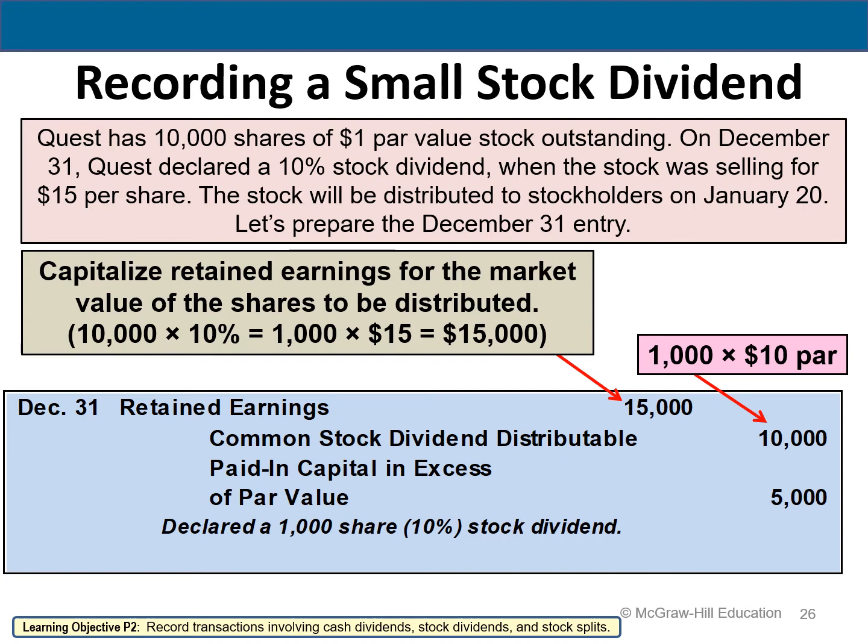So we're going to reduce our retained earnings by $15,000. We're going to increase our common stock dividend distributable. That's our liability account, which is going to be equal to the 1,000 shares times the $10 par value. So $10,000, and then we're going to have paid-in capital in excess of par for $5,000, the difference between the dividends that are going to be distributed, the 1,000 shares times $15 per share, and the 10,000 par value. Okay.